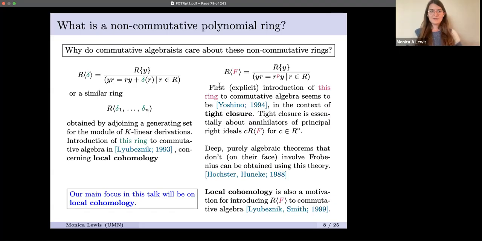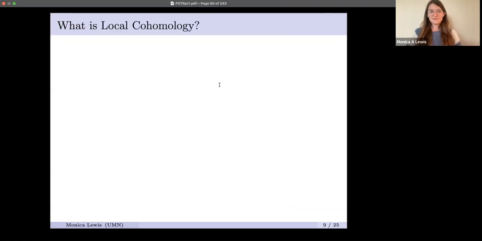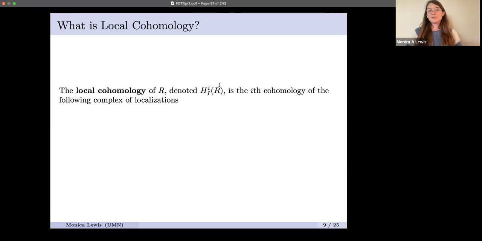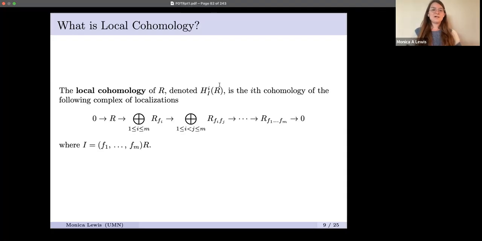Okay. So to start off, what is local cohomology? Well, the local cohomology of R, denoted H^i_I(R), where I is some ideal, is the ith cohomology, in the ordinary sense, kernel of one map mod image of the previous one, of the following complex of localizations, where you're taking the direct sum of R localized at one element f as f ranges over some set of generators for the ideal, mapping that to the set of localizations of R at all pairs of elements, and then all triples of elements and so forth, with appropriate signs to make this actually a complex.